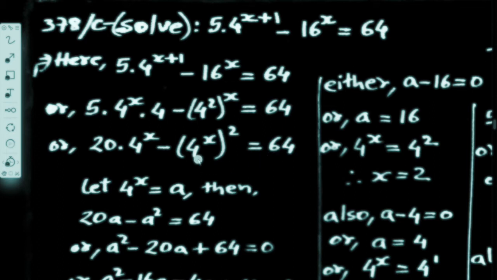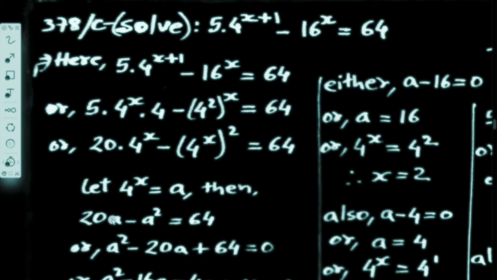Now to make our calculation easy, we should replace 4 power x with a. Here 4 power x should be replaced with a, and here also 4 power x should be replaced with a. See here, 4 power x equals a. Then 20a minus a squared, since 4 power x squared means a squared, equals 64.